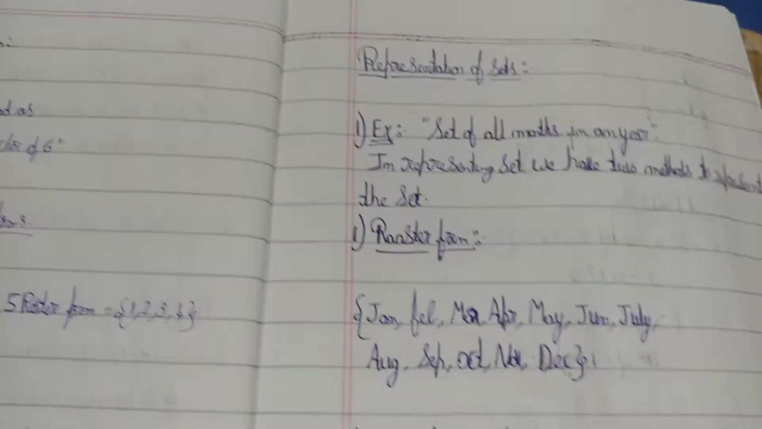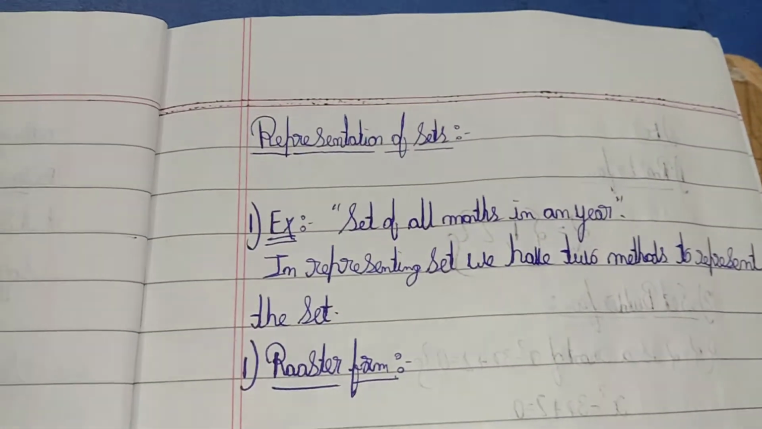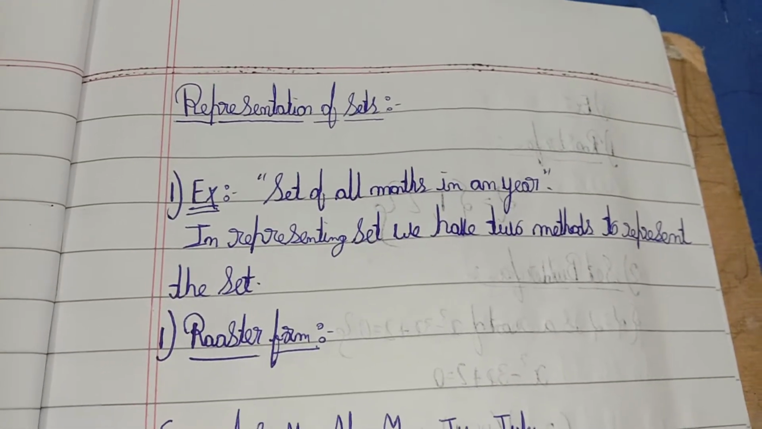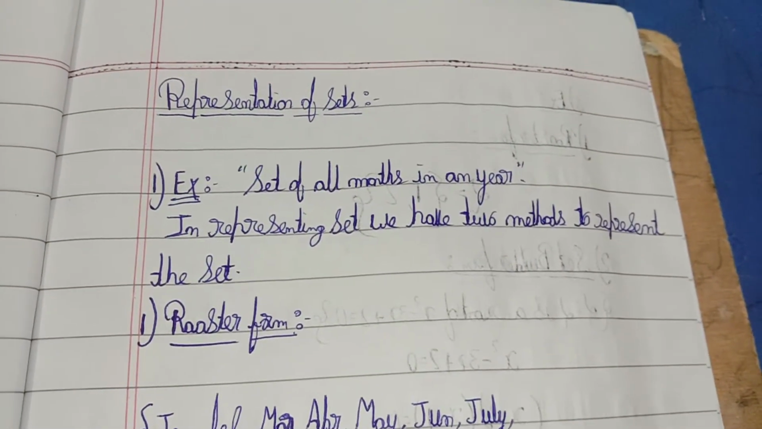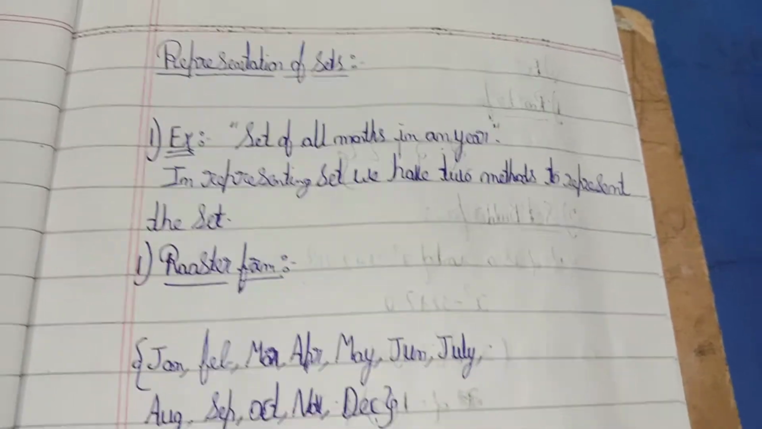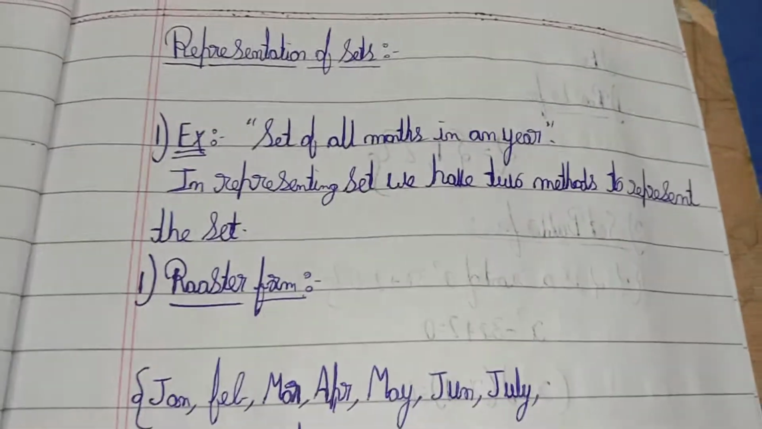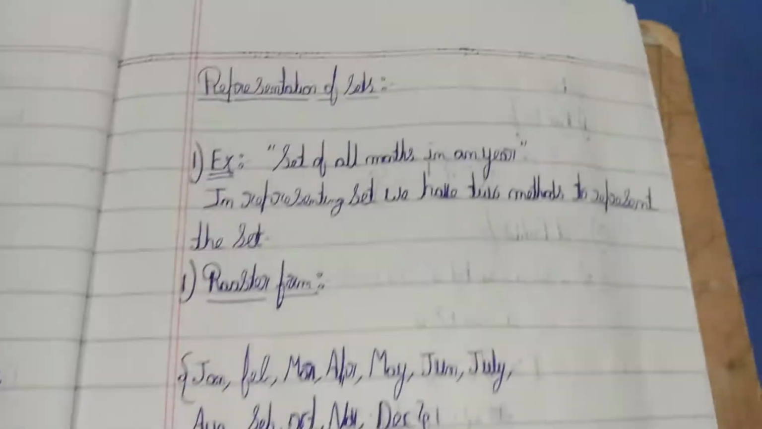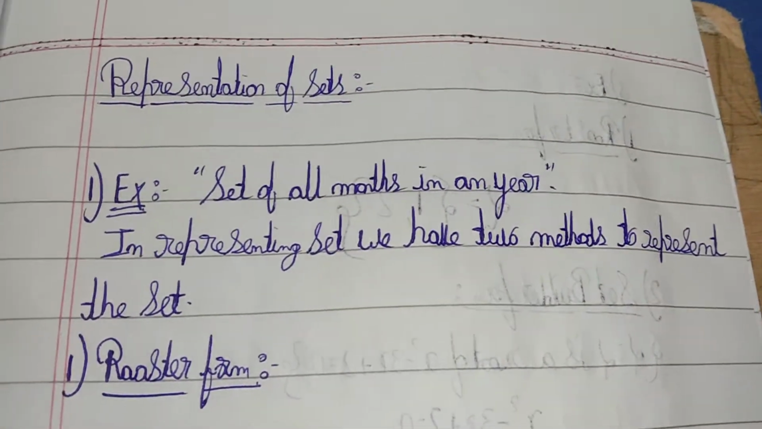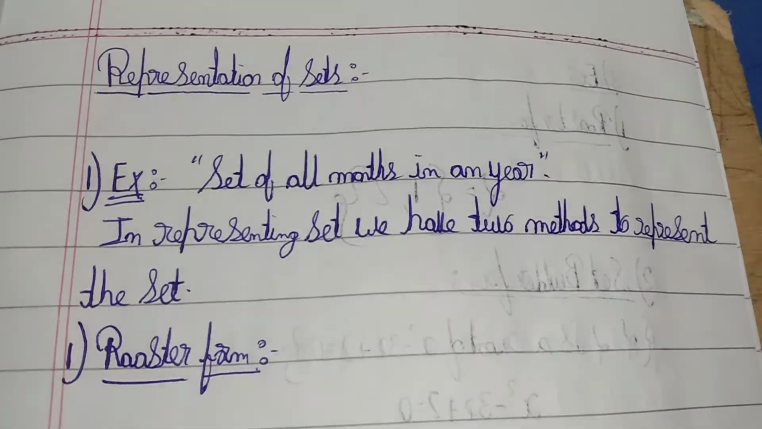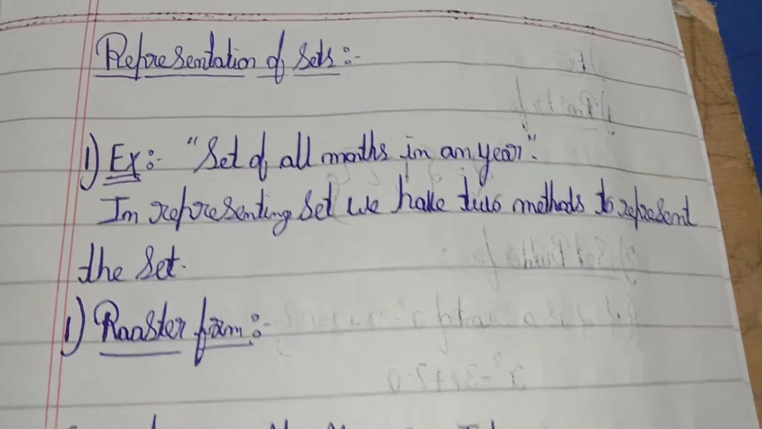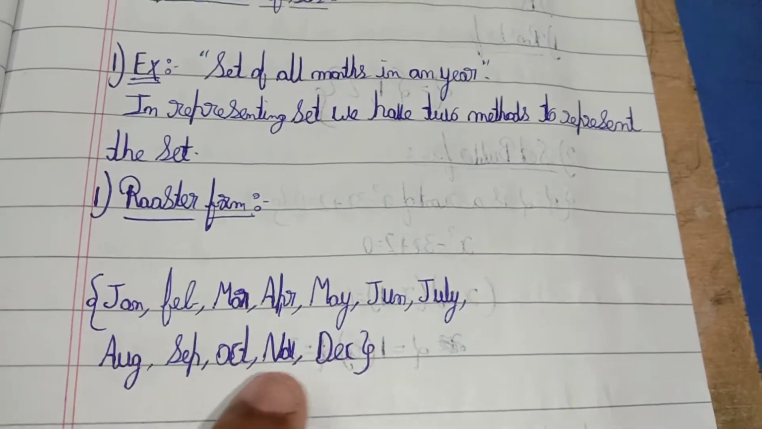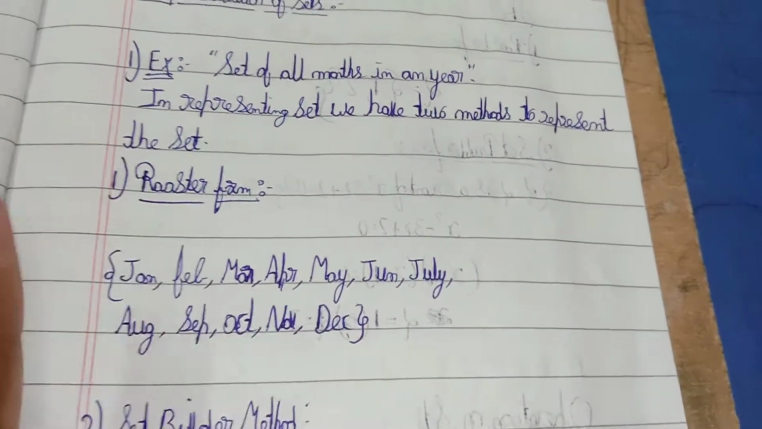Going to another page, this is another subtopic: representation of sets. Example: set of all months in a year. You should represent it in two forms, one is roster form and another is set builder method. First one, roster form, means simply writing what they give. In roster form: January, February, March, April, May, June, etc., December.